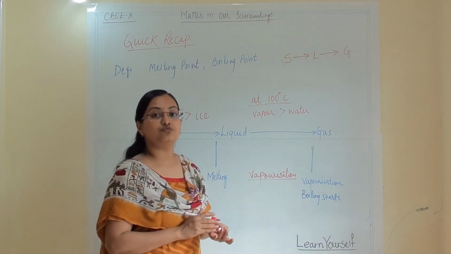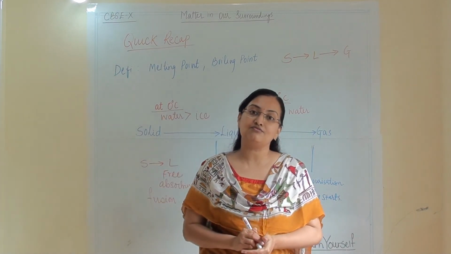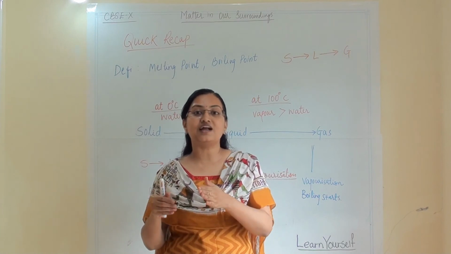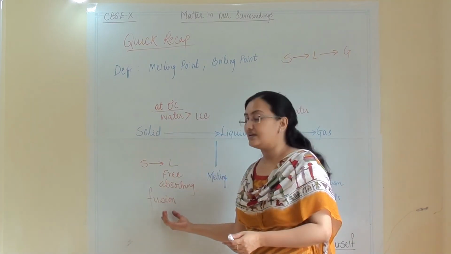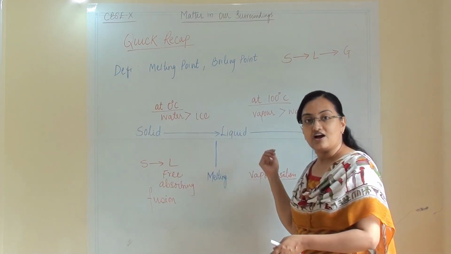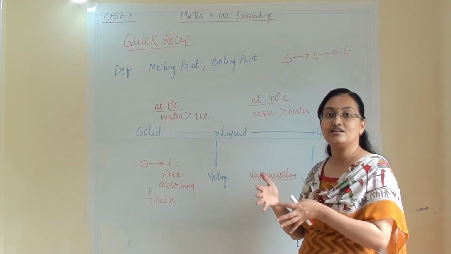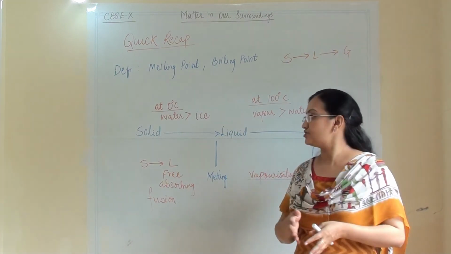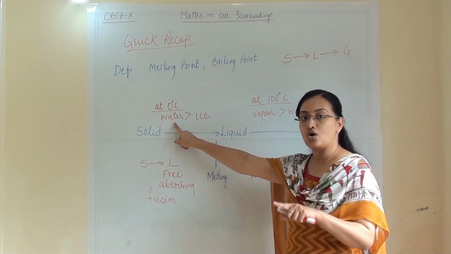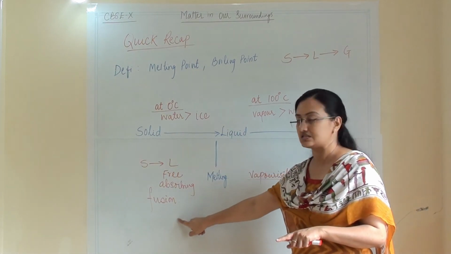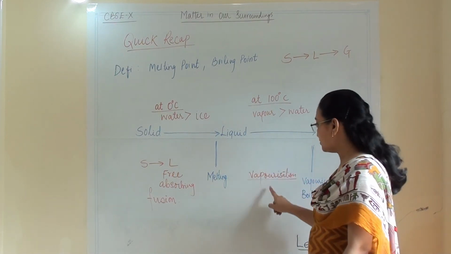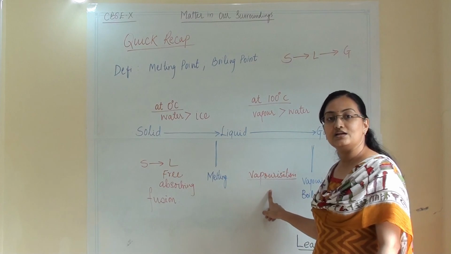So all these four terms are interlinked with each other. First you see the melting point, then after that latent heat of fusion starts. Then you see the boiling point, and after that latent heat of vaporization starts. At 0 degrees centigrade, water particles have more energy because they are absorbing latent heat of fusion. At 100 degrees centigrade, vapor has more energy because it is absorbing latent heat of vaporization.